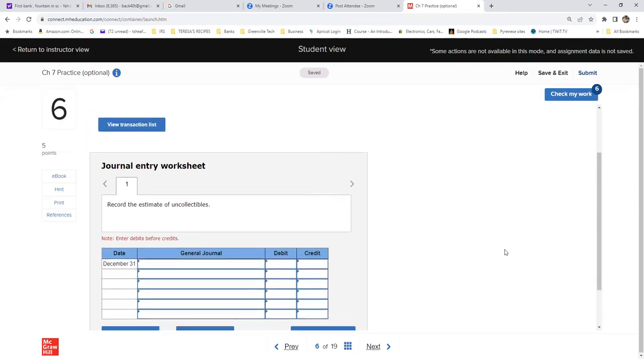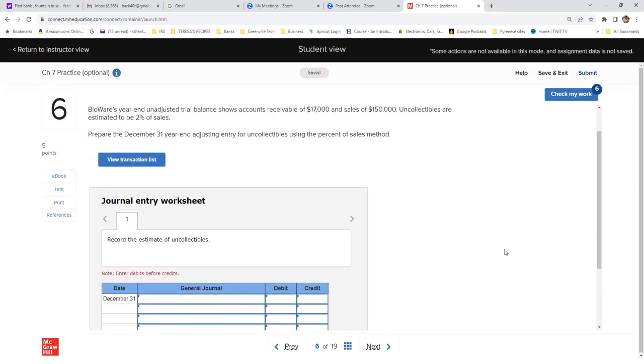Okay, BioWare's year-end unadjusted trial balance shows accounts receivable of $17,000 with sales of $150,000, and uncollectibles are estimated to be 2% of sales. So this time we're going to multiply times 2% of sales, multiplying 150,000 times 0.02, and that's $3,000. So prepare the year-end adjusted entry for uncollectibles using the percent of sales method. That's relatively straightforward.